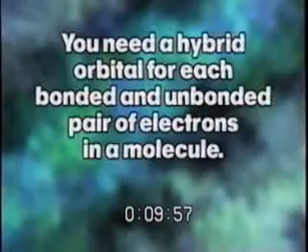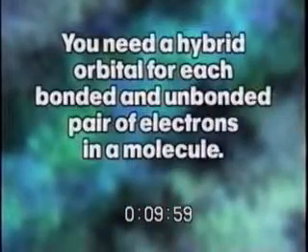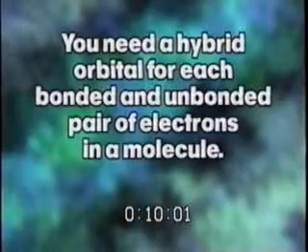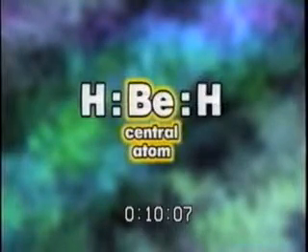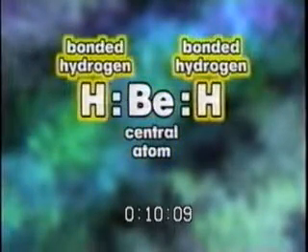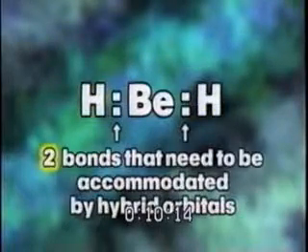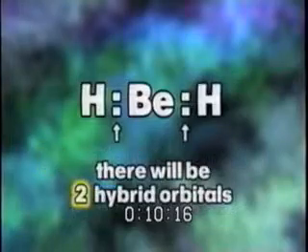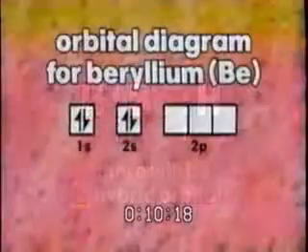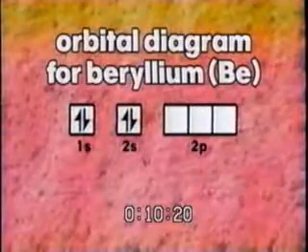So, you need a hybrid orbital for each bonded and unbonded pair of electrons in a molecule. For example, here's the Lewis structure for beryllium hydride. Beryllium is the central atom and the hydrogens are bonded to it. According to the Lewis structure, there are 2 bonds that need to be accommodated by hybrid orbitals, so there will be 2 hybrid orbitals. Now let's look at the orbital diagram for beryllium.